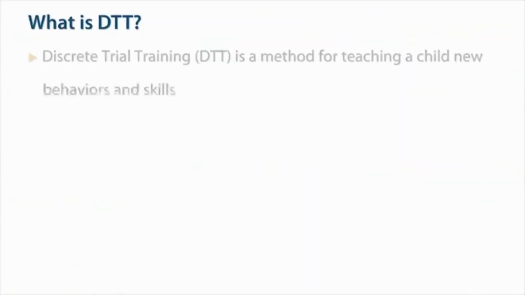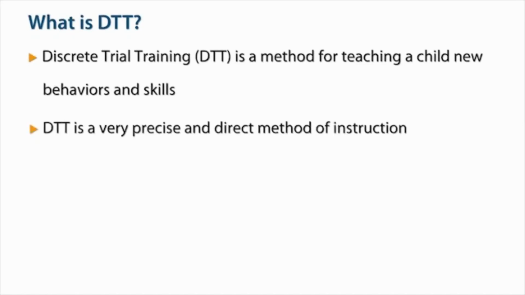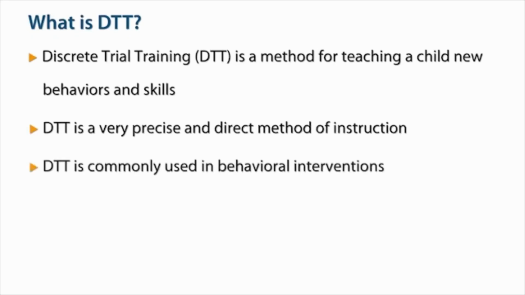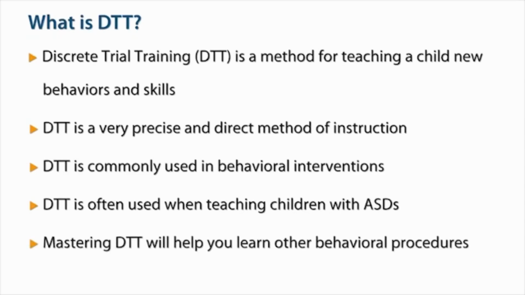Well, everything that you've learned so far is going to be used in the topic of this unit. Here we're going to begin to learn about a teaching method called discrete trial training, which we commonly refer to as DTT. DTT is a method for teaching a child new behaviors and skills, and it's a very precise and direct way of teaching. It's probably one of the most commonly used methods in behavioral interventions. In fact, it's one of the main procedures that paraprofessionals like yourself are going to be using when working with children with autism. And if you master discrete trial training, you're definitely going to be able to use what you've learned to master other behavioral procedures.